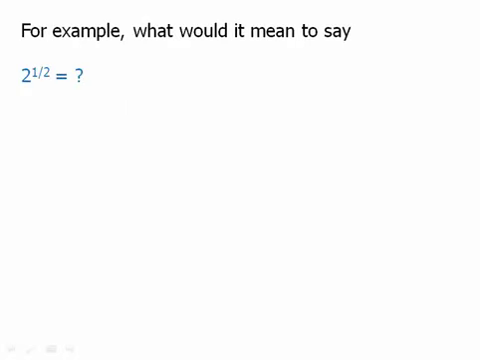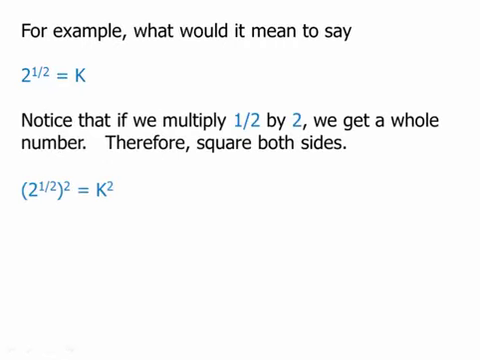For example, what would it mean to say 2 to the power of 1/2? Well, let's think about this. We could do mathematical operations if we have another side to that equation. So let's create a dummy variable k. We'll call the output k. 2 to the 1/2 equals k. Well, notice that if we multiply 1/2 by 2, we get a whole number.